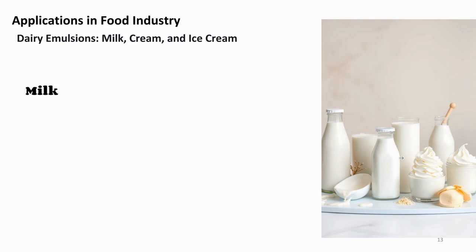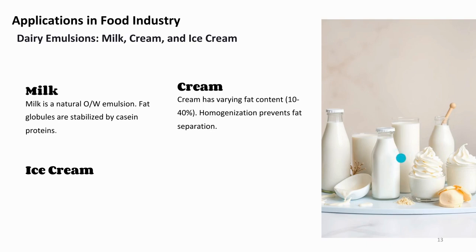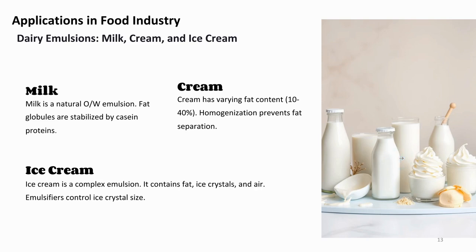In the application of emulsions in the food industry, for example, we will see the dairy sector, which has milk, cream, and ice cream. Milk is a natural oil-water emulsion. Fat globules are stabilized by casein proteins. Cream has varying fat content, 10 to 40%. Homogenization prevents fast separation. Ice cream is a complex emulsion. It contains fat, ice crystals, and air. So emulsifiers control ice crystal size.